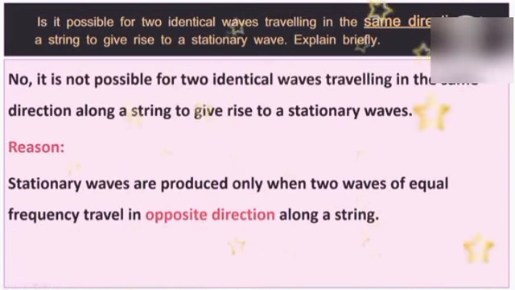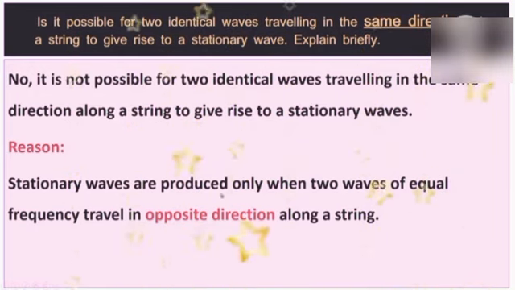Is it possible for two identical waves traveling in the same direction along a string to give rise to a stationary wave? Explain briefly. No, it is not possible for two identical waves traveling in the same direction along a string to give rise to a stationary wave.